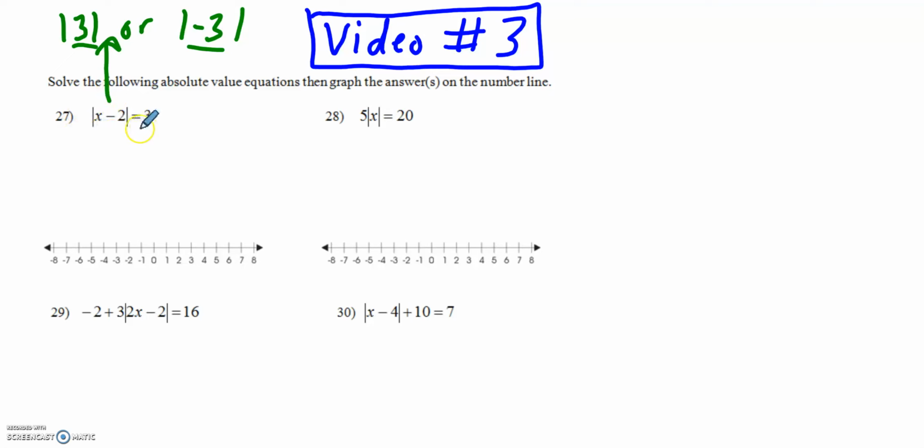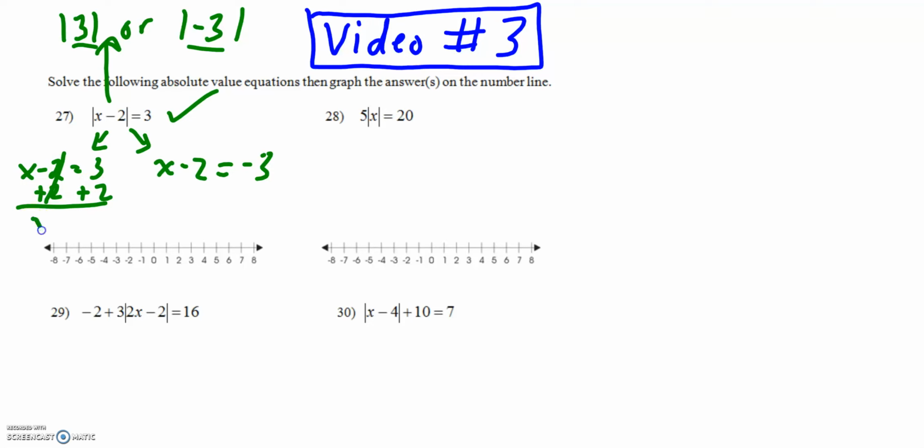Now, are the bars alone? Yes, they are. And you want to ask yourself, does this say distance is positive? Yes, it does. So I can make my two equations. Either the inside of the bars could equal 3, or the inside of the bars could equal negative 3 in order to get a positive 3 out. I would solve both of the equations separately by adding 2 here. So we get x equals 5 as an option. And here, if I added 2, I would get x equals negative 1 as an option. So if I plugged these both in, it would make this equation true, and I would graph at 5 and negative 1. That dot could have been better.